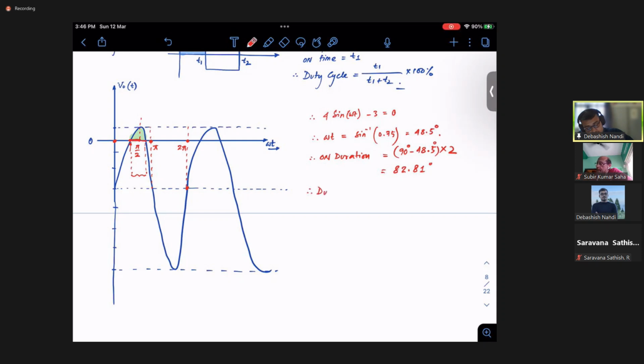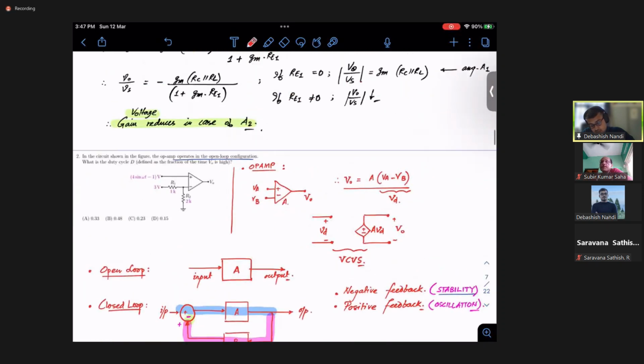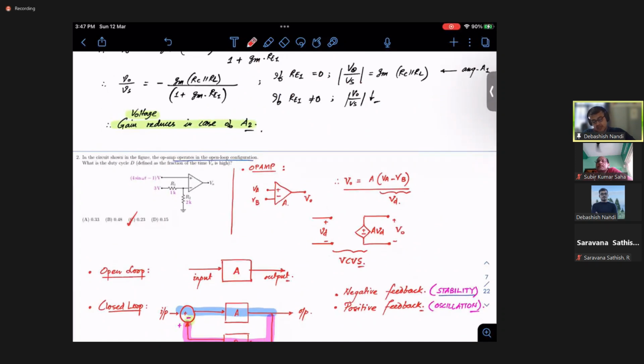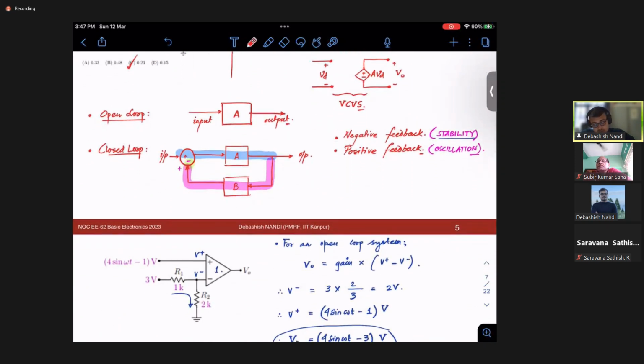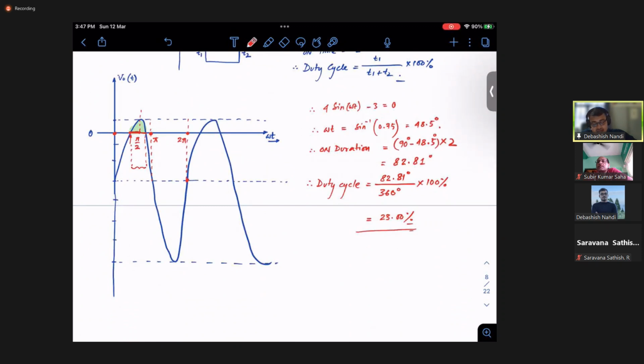So what is your duty cycle? Duty cycle is nothing but this divided by 2 pi. 2 pi is the period of the sine signal. And what is it in degrees? It is 360 degrees, right? And then you use 100% if you want to get it in percentage. So 82.81 by 360 into 100, so you will have 23%. Or you may have it in decimal also, right? 0.23 is your duty cycle. So this is the way you calculate your duty cycle, right?